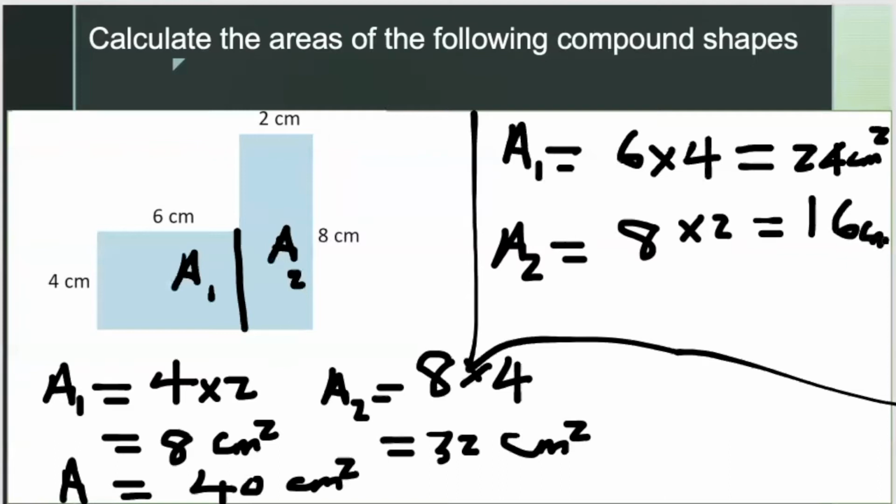Of course, centimeters square. The total area now, I will add 4 plus 6. That's 10. Carry the 1. 2 plus 1 plus 1. That gives me 40. And don't forget my centimeters square. If you realize, both methods, I am able to get the same answer.